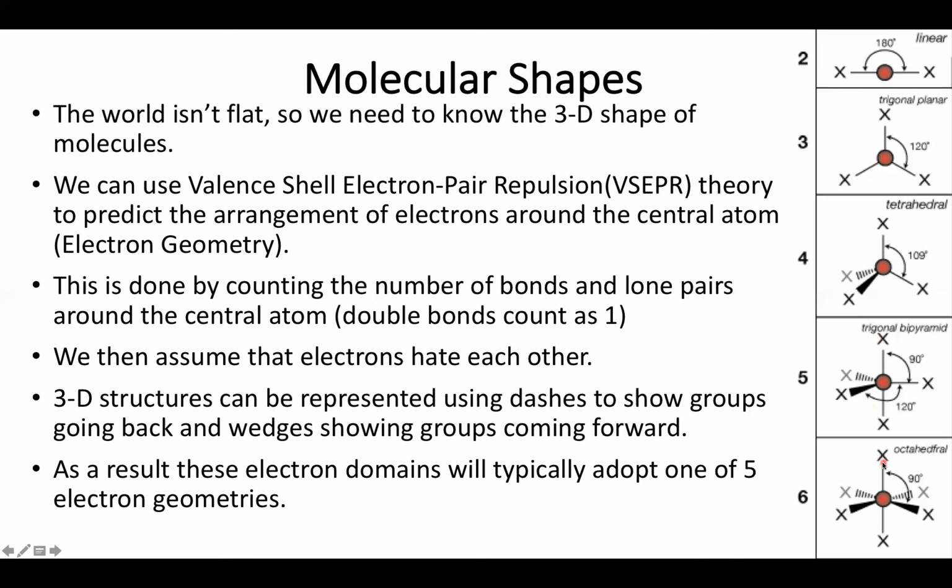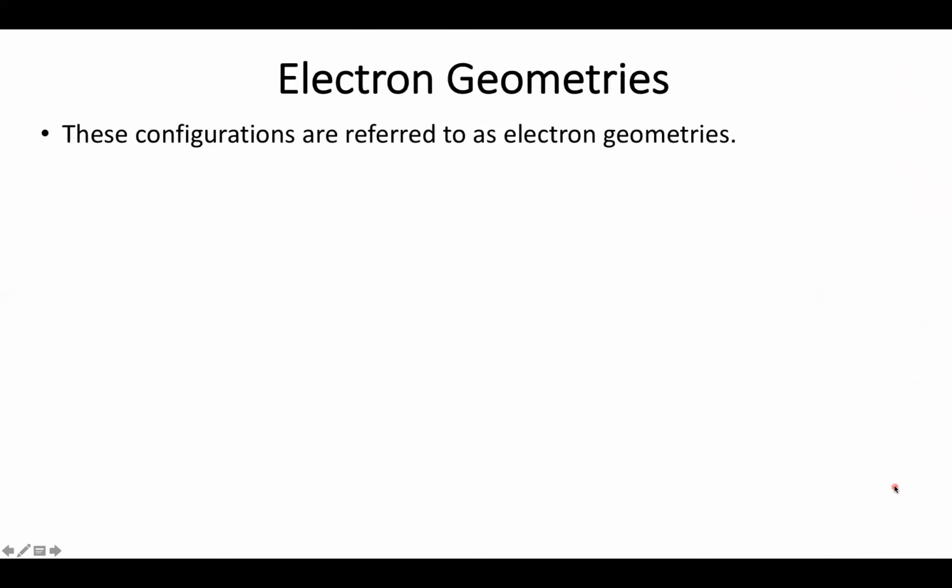And then if I need to put in an extra group, the only place there's space is to come in and push 2 other groups out of the way on the sides. This gives me an octahedral where everybody's separated by 90 degrees. Now, these configurations are going to be our electron geometries, and let's go ahead and look at how we can determine a couple of these.